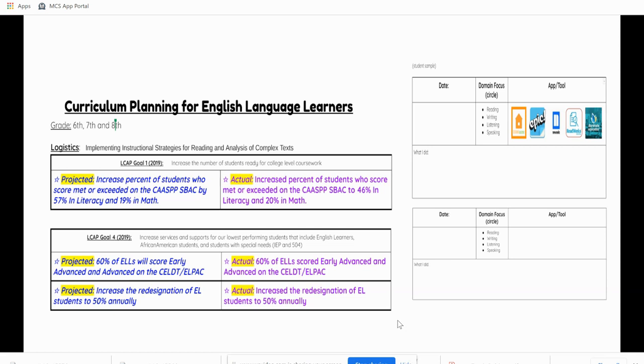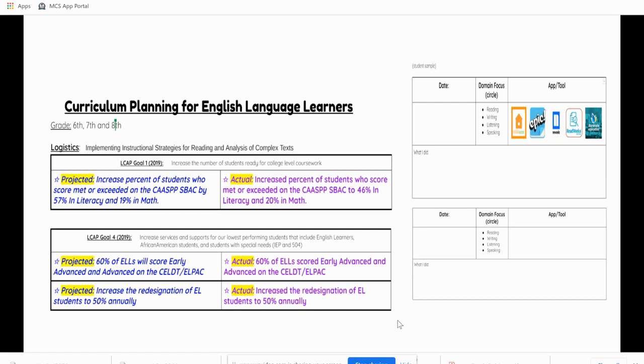Okay, so the projections were 57%. What was the actual? We increased the percent of students who scored met or exceeded on the CAASPP SBAC to 46% in literacy and 20% in math. So you had an increase by 1% in math, but you were down 11% from what you were hoping, your expectation, in literacy and ELA.